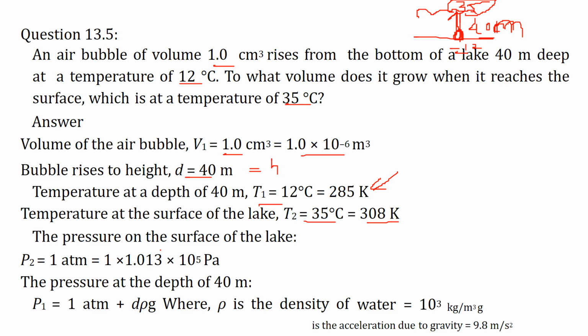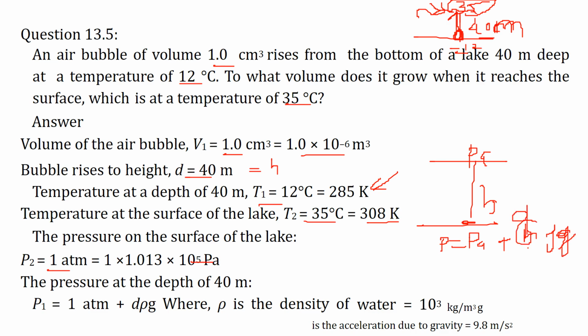So the pressure on the surface of the lake is what? This is 1 atmosphere, because we know at the surface it will be only atmospheric pressure. We will convert it into Pascal. But at a certain height h, what will be the pressure? This pressure will be P A, that is 1 atmosphere, plus h rho g. Here h is taken as d. So 1 atmosphere plus d rho g, the density of water we know, and we can take it as 10 to the power 3.